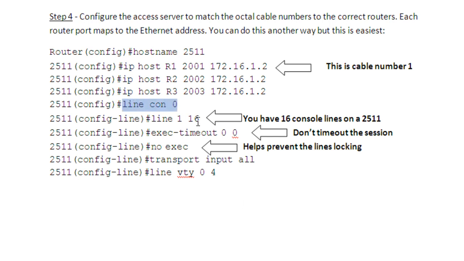So line console 0, we've got 16 console lines. I'm going to set a timeout of 0 minutes and 0 seconds. This basically means if nothing happens, there's nothing seen on this cable. Say you set it to 10, if no traffic was seen for 1 minute, it will shut your connection down, which we don't want.